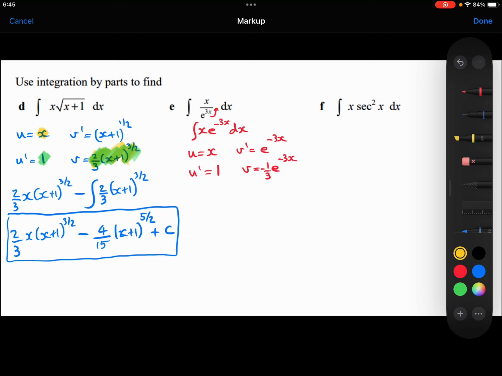Now applying the by parts formula, u times v minus the integral of u dash times v. Now, just to tidy this up a little bit, because I can see I've got a double negative there, so I can simplify here before I do any more integration.